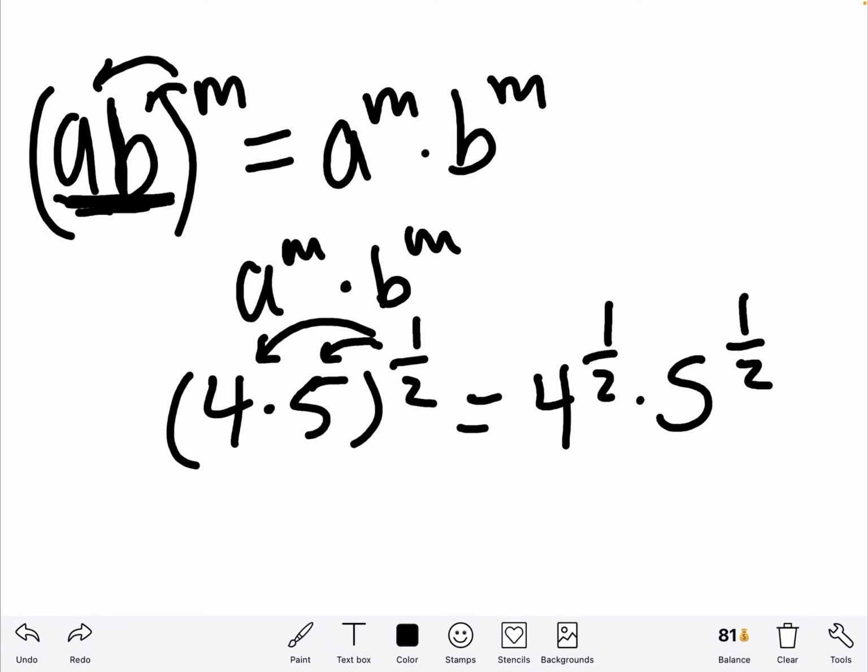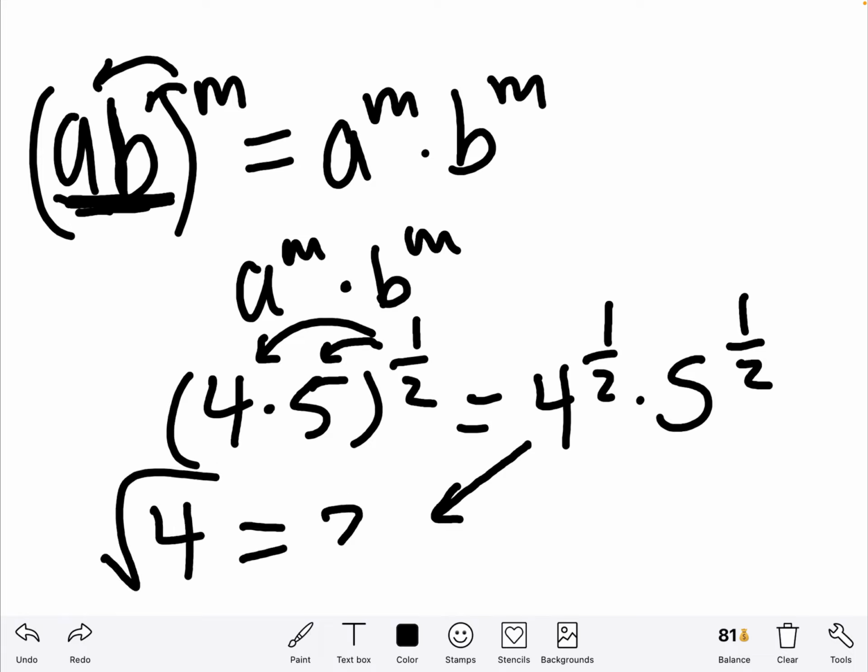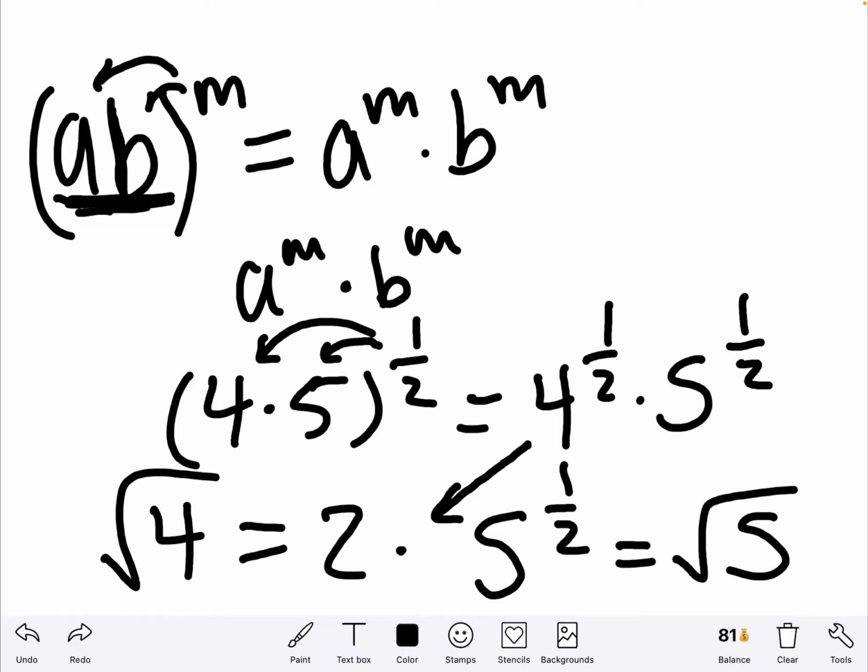Right? And then you're like, well, how do I keep going? If we remember that this is going to be rooted, because this fraction is telling us that there's a root, and our denominator says it's going to be square root. So the square root of 4 is 2. So we have 2 times 5 to the half. And you could write this as 5 to the square root. I'm not sure how she wants you to write it. If she wants you to keep it in fraction form or this expression form, but either way, it means the same thing. So that's how you do that one.